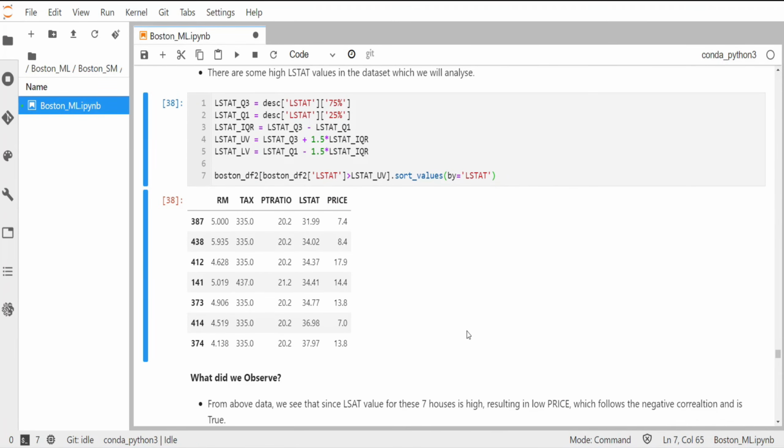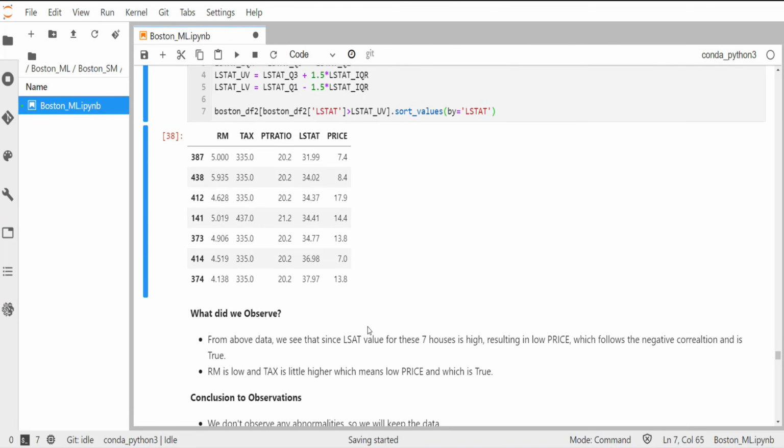Alright, so here we can see that we have 7 higher values. As the LSTAT value for these 7 values is high, the price value is low, which follows the negative correlation and is true. Also, RM is low and tax is a little higher, which means price is low, which is also true. As these observations are valid, we don't see any abnormalities, so we will keep this data.